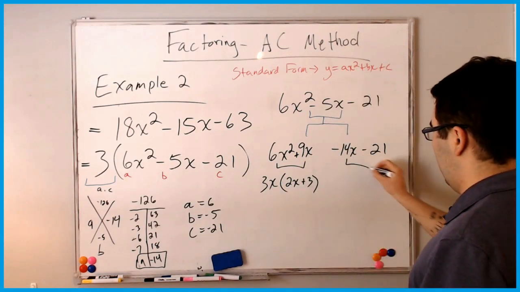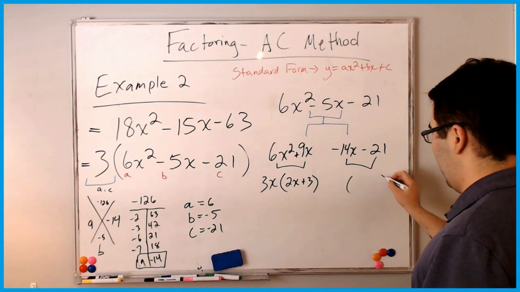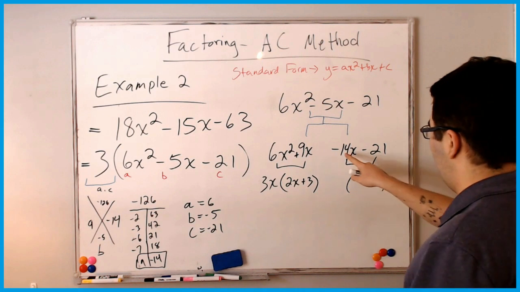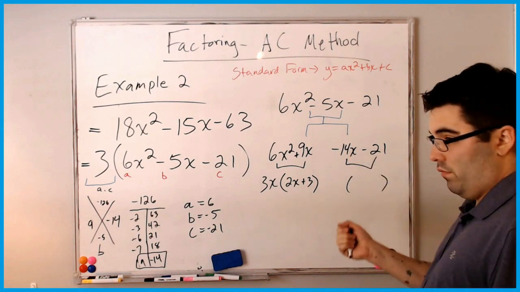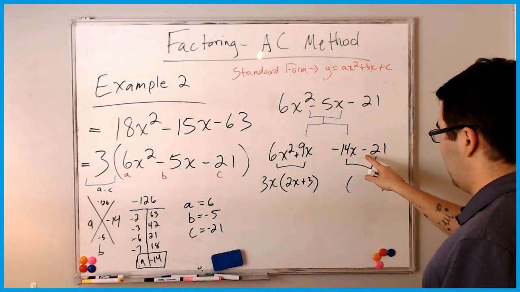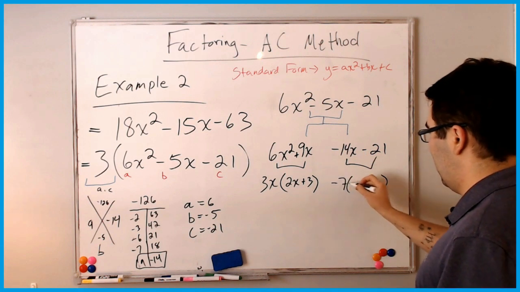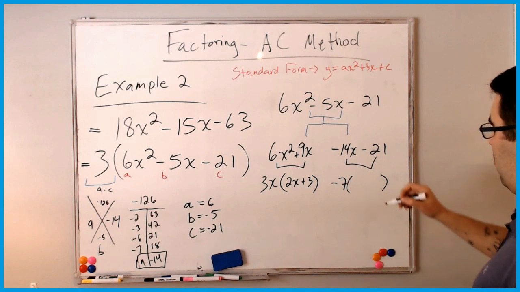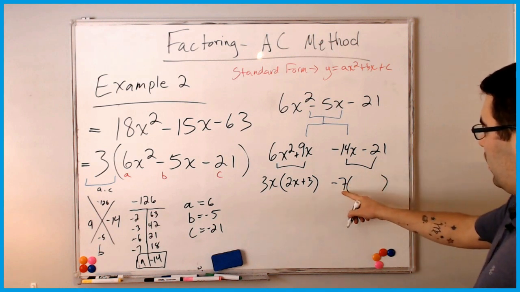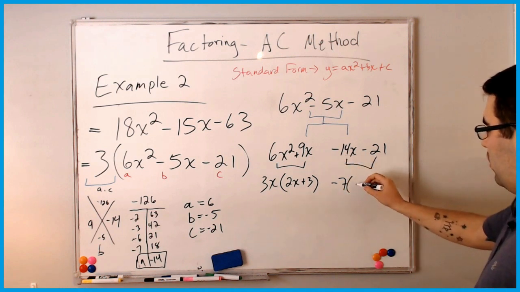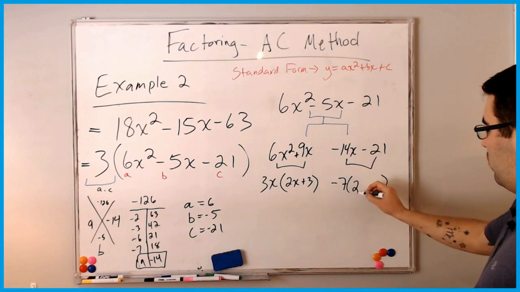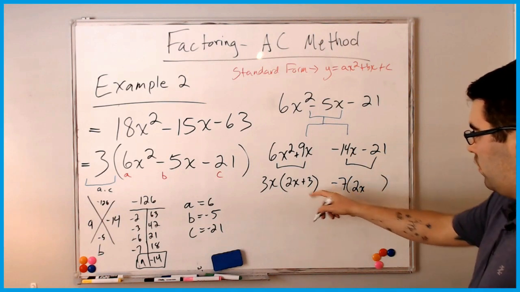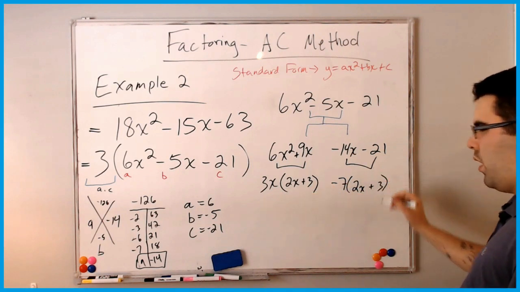Now I'm going to look at this, and assuming I did this correctly, this parenthesis should have 2x plus 3 in it. All right, what do 14 and 21 have in common? 7. That's -14, that's -21, so it's a -7. And so -7 times what is -14? 2x. -7 times what is -21? 3. Does this problem look familiar to y'all?